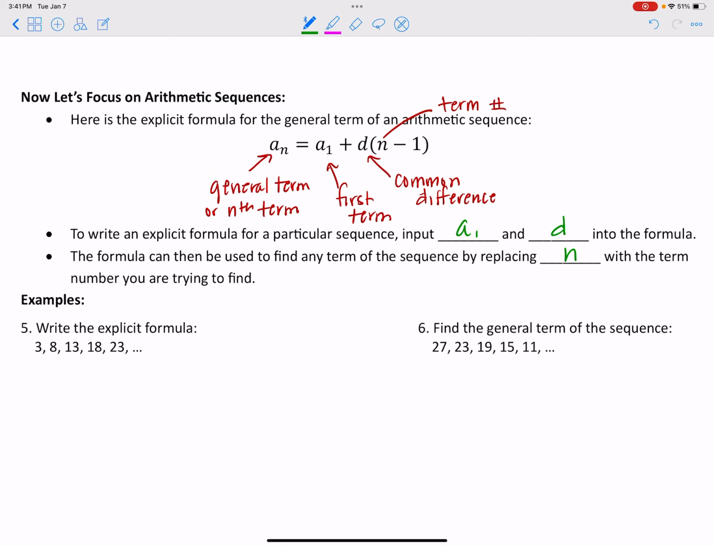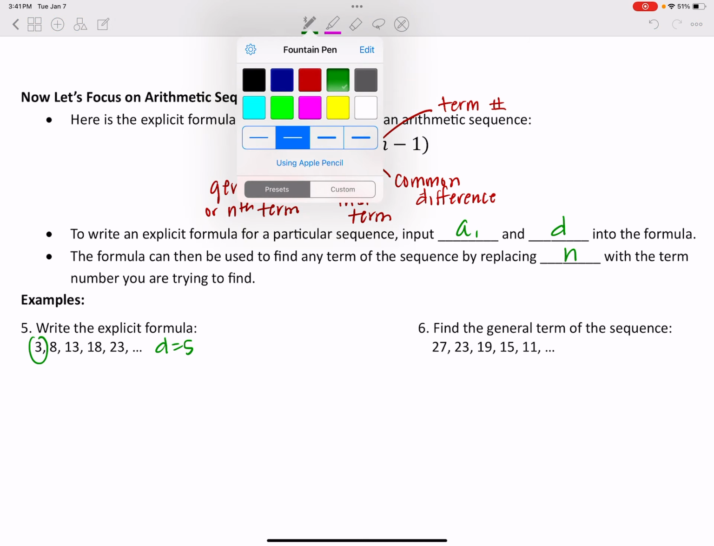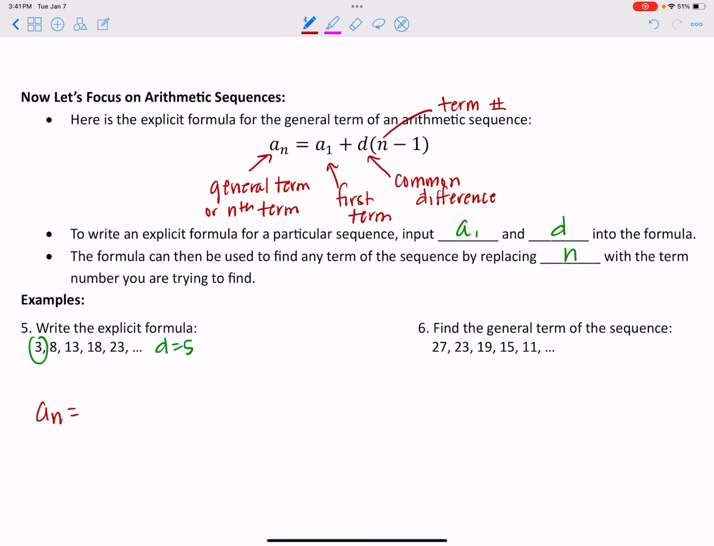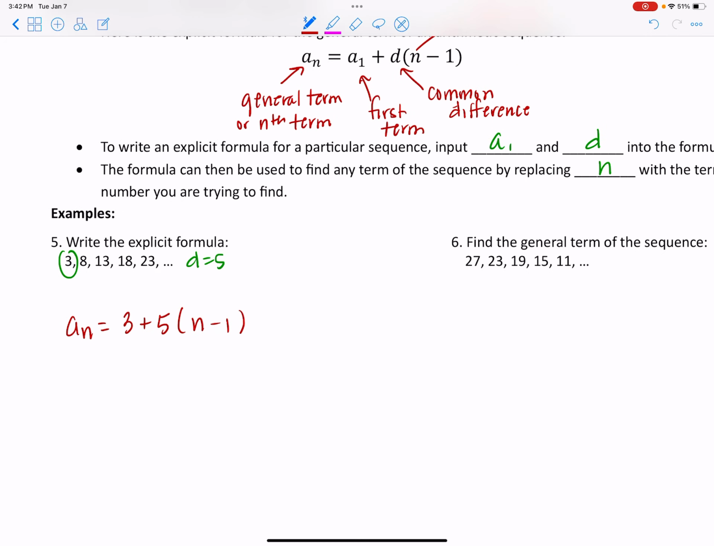Alright, so let's try to write the explicit formula for this list. Again, you're going to have different examples. Make sure you're using the right formula. Let's make sure this is arithmetic. So I'm adding a constant 5 to get from one term to the next here. So this is arithmetic with a common difference of 5. Here's my first term. So the formula says the general term is a sub 1 plus the common difference multiplied by n minus 1. This would be an acceptable form of the answer, although it can be simplified, and I would prefer the simplified version. But this is one version of the formula, so you could say this is the explicit formula.